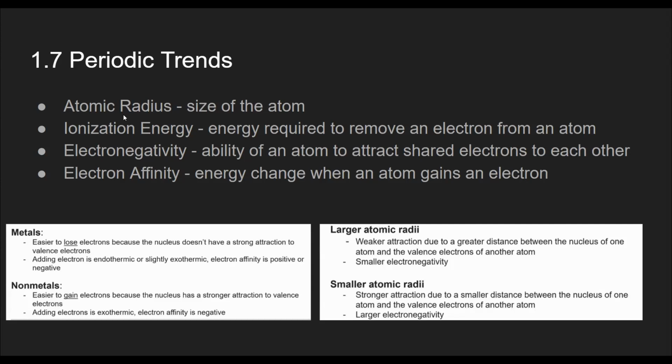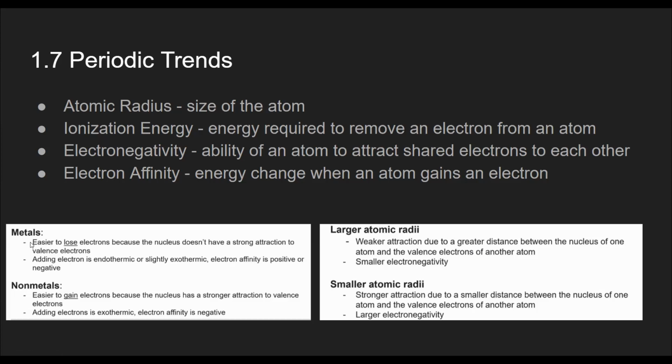So with larger atomic radii, there's a weaker attraction between the valence electrons and the nucleus due to a greater distance between the nucleus of one atom and the electron of another, and they have a smaller electronegativity. And with a smaller atomic radii, you have a stronger attraction due to a smaller distance between the nucleus and the valence electrons, and a larger electronegativity.